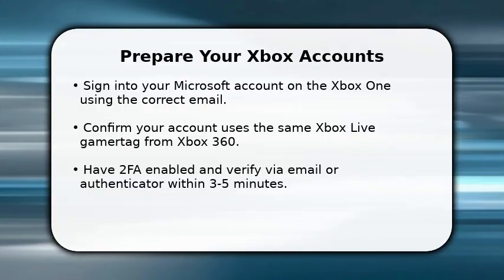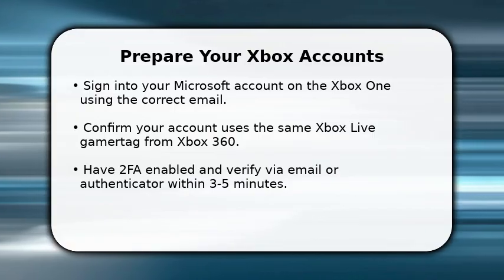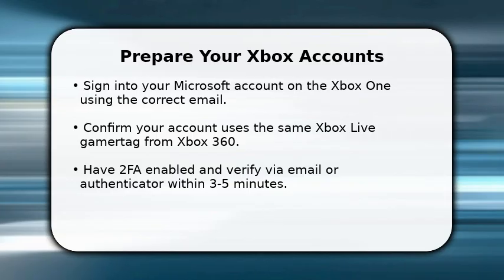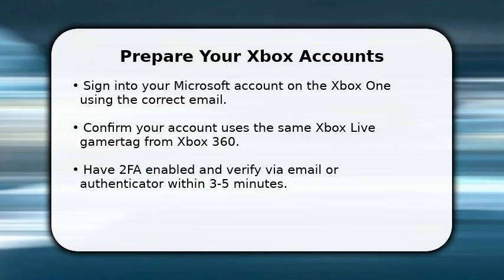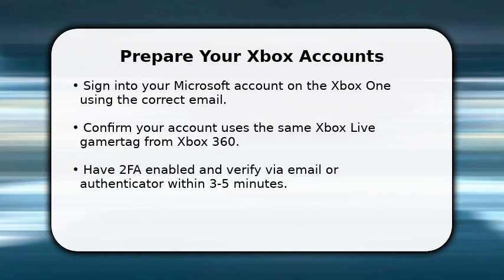First, prepare both accounts and devices before making changes. Sign into your Microsoft account on the Xbox One using the same email you used on Xbox 360. Check that your Xbox Live gamer tag matches the older profile name and that all purchases show under account and billing. Enable two-factor authentication and be ready to verify within 3 to 5 minutes using email or the Microsoft Authenticator app. Keep your password manager or recovery codes handy to avoid lockouts during the transfer.